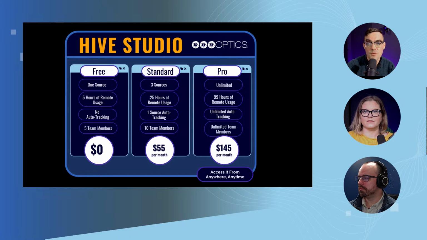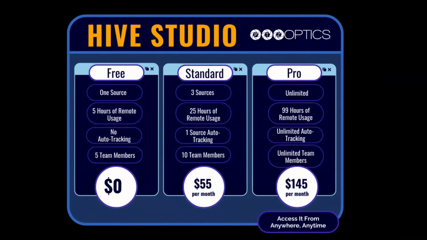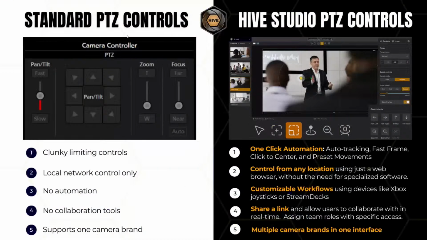And then for $145 a month, you can have unlimited cameras, 99 hours of remote usage, unlimited auto tracking, and unlimited team members. Now, keep in mind that we will have these introductory prices that you can lock in for being an early adopter that will be roughly half. Roughly. Not exactly, but roughly. And that's the pricing. So I just wanted to show what we're doing here.